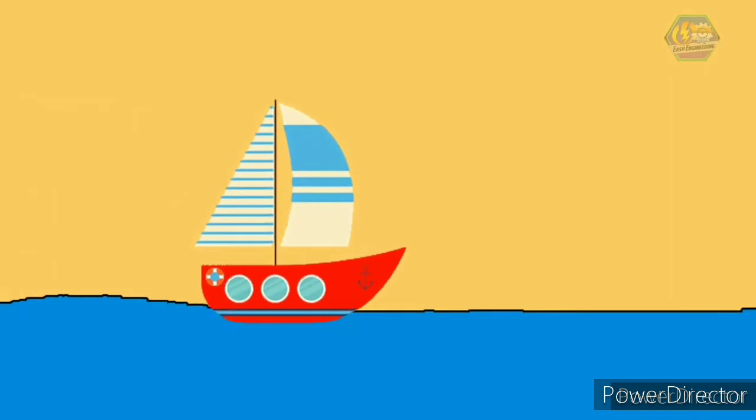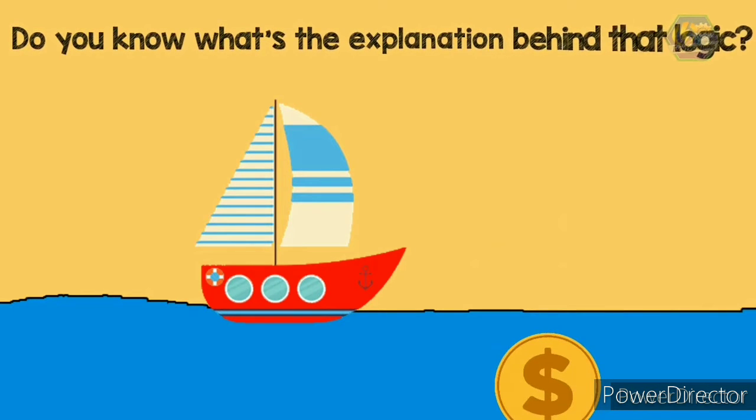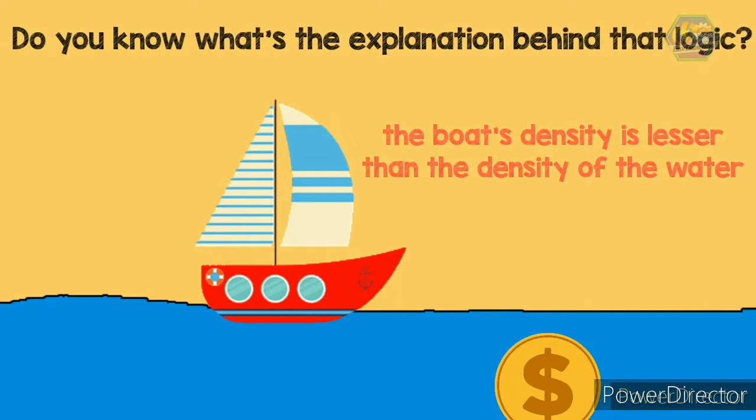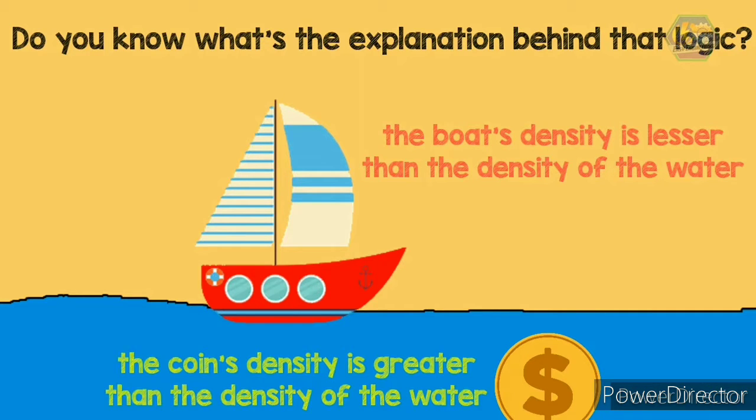So as we all know, the boat will float on the sea and the coin will sink. But do you know what's the explanation behind that logic? The boat floats on the water because the boat density is lesser than the density of the water. And the coin sinks because the coin density is greater than the density of the water. Now the coin looks tiny. Coin has more density compared to the water.